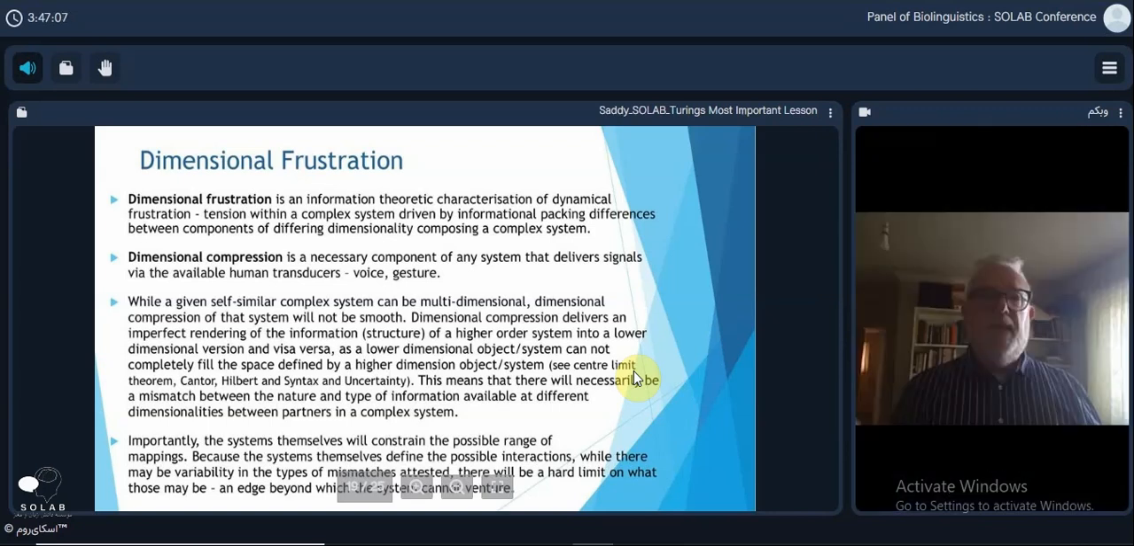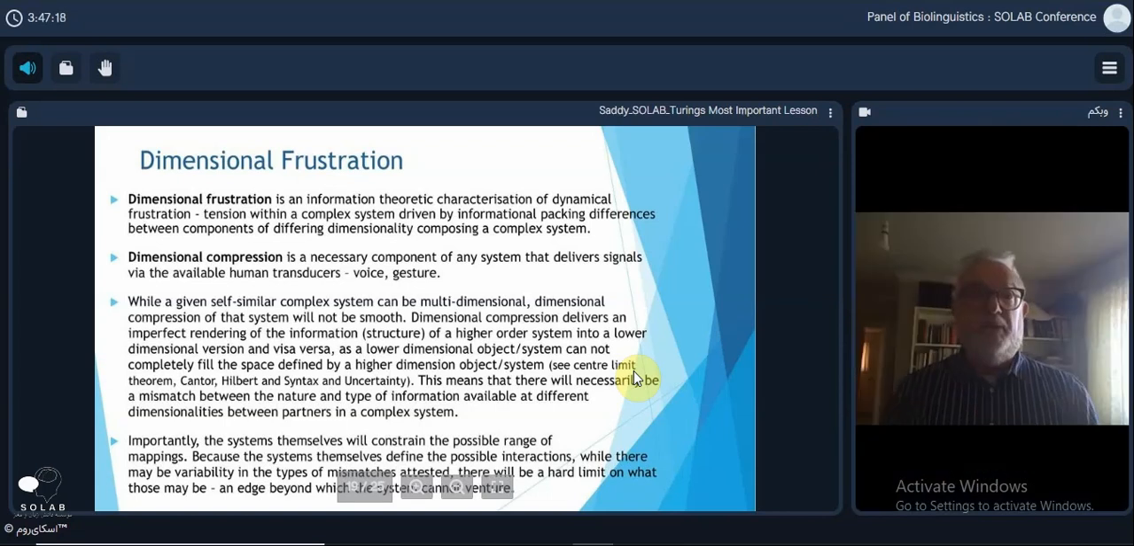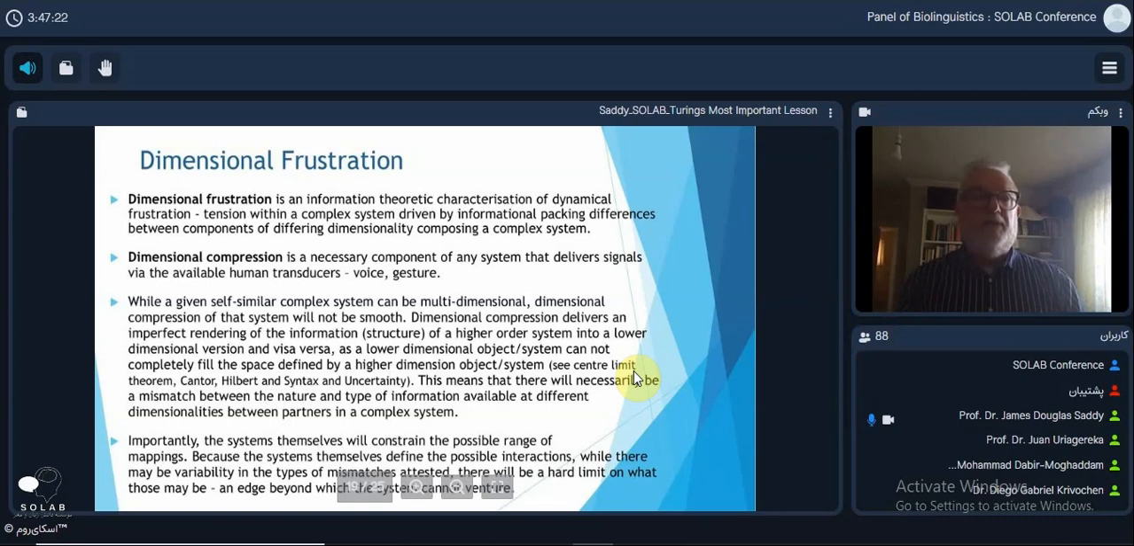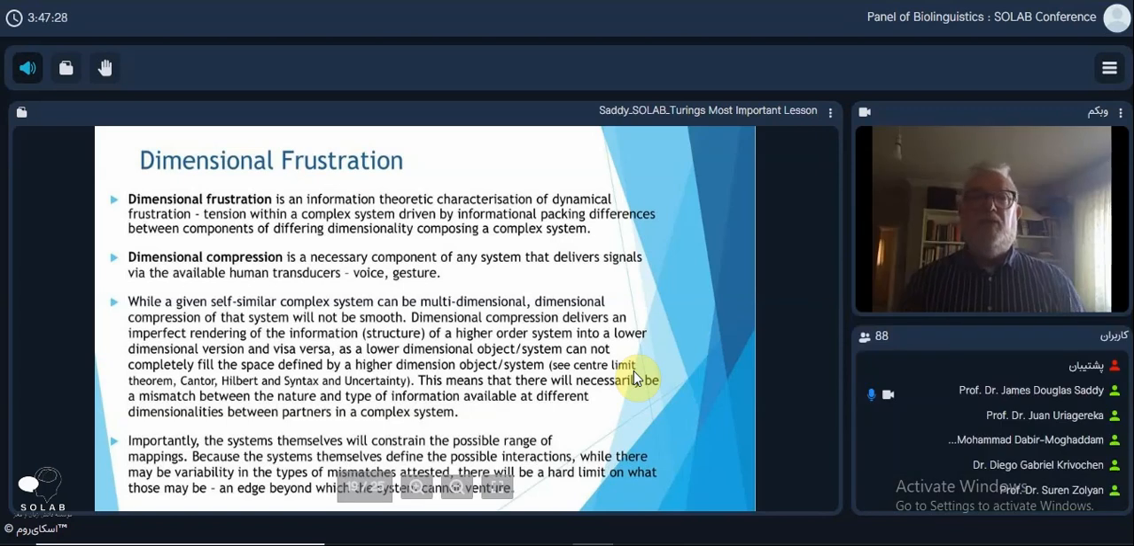And there's some nice math and a bunch of cool things to look at. Cantor's theorem, Hilbert. There's a paper that Juan and I have called Measuring Language. There's another paper called Syntax and Uncertainty. And there's something called the central limit theorem, all of which talk about this business of attempting to get information out of systems of different capacities.